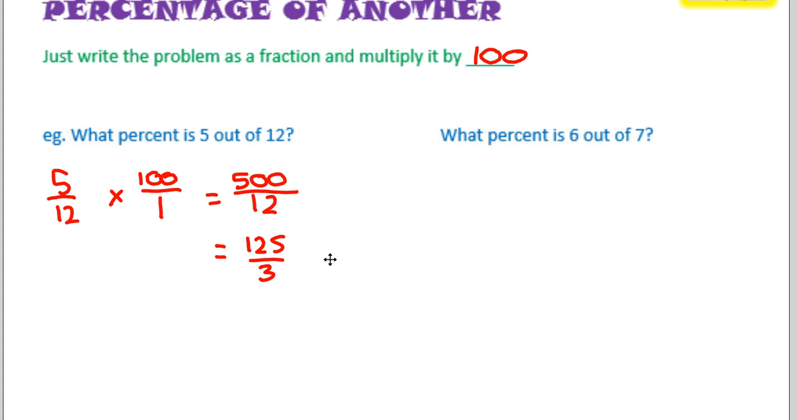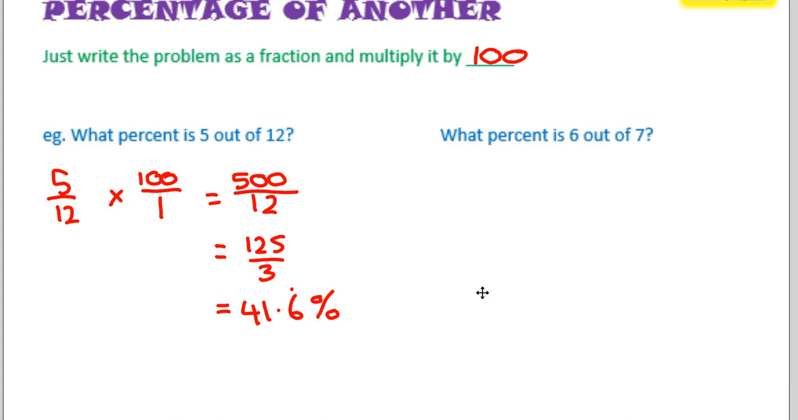And 125 over 3, you could do it by hand, 125 divided by 3. 3 goes into 125 40 times, and then one more, so 41 and 2/3%. Or you could say, if it was to be done as a decimal, it would be 41.6 recurring percent. So 41 and 2/3% is just fine. 41.6 recurring percent is just fine too.